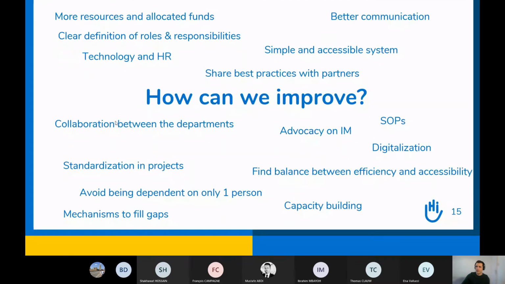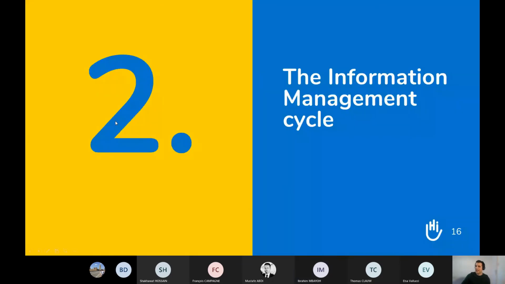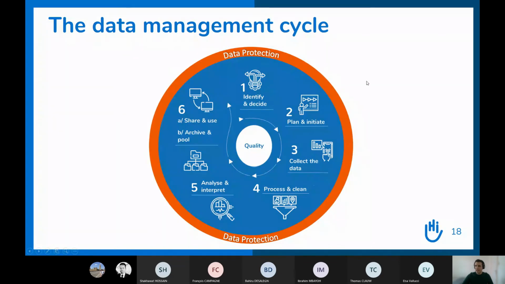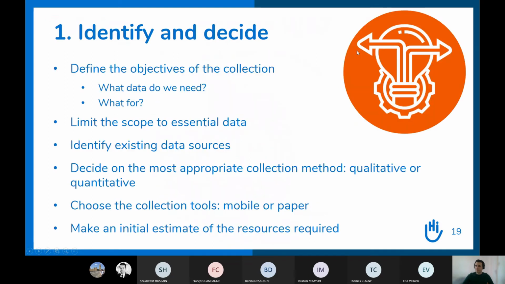So I think we'll have a small break. And then when we come back from the break, we will discuss the information management cycle, which I showed you at the beginning. We have these 6 steps, and now I want to go into a bit more detail for each step. This is going to be a bit theoretical, but don't worry, we will have time to discuss. And as always, don't hesitate to ask questions either in the chat or just raise your hands. We are a small group, so we have time to take all the questions, no problem.